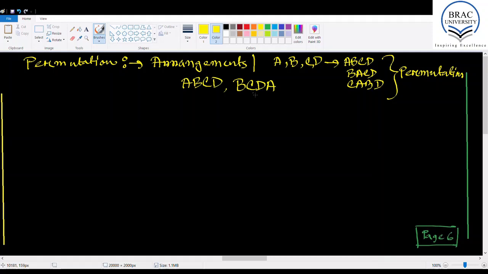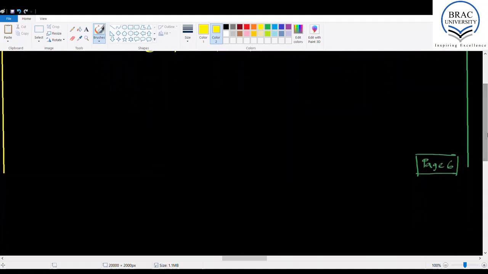So permutations refer to different arrangements, and if we rearrange these elements, we get different permutations. So for permutation, order matters, right? In permutation, order always matters. It means if you change the order of the elements, then you will get different permutations. So now, at first, we will see permutation with repetition.